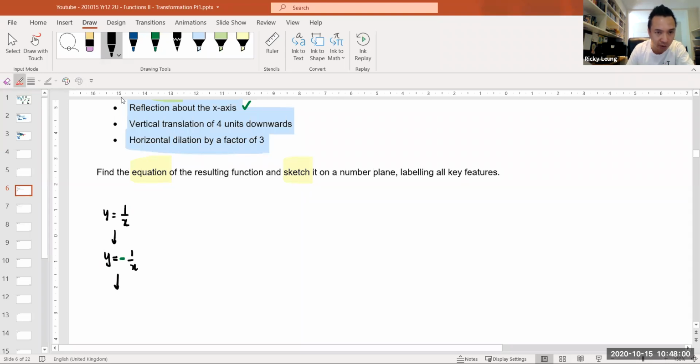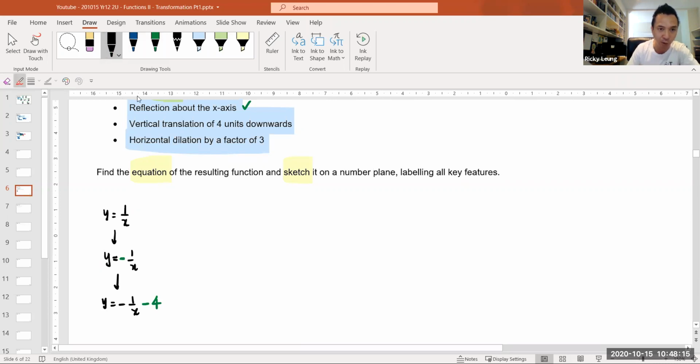Next one, vertical translate. So shift down by 4 units. So we know that we already now have the negative 1 on x, and we want to shift this guy down by 4, or vertically translate downwards by 4. That's a -4 outside of the function.